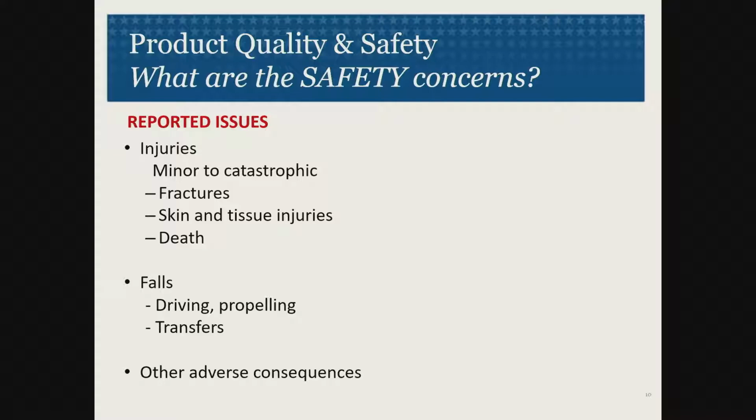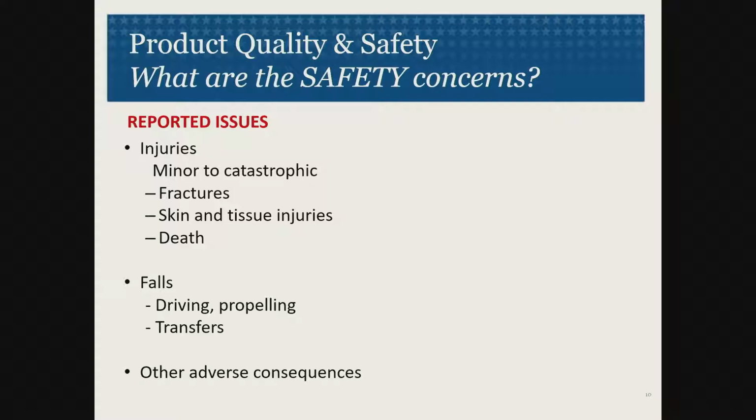So when we look at our national databases, and we have access to a lot of information, what are the types of safety issues that we see reported surrounding wheeled mobility devices? They're broad and they're varied, but some of those issues can be injuries, and they can range from minor to catastrophic.